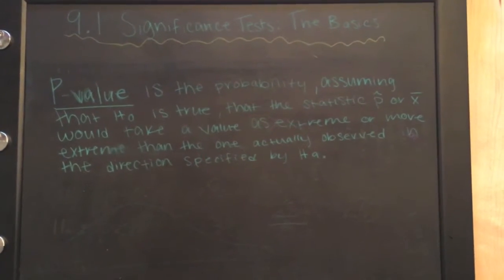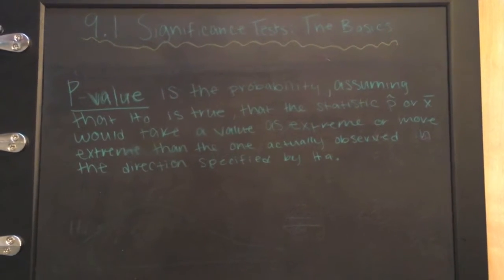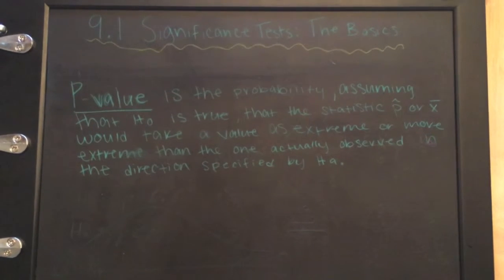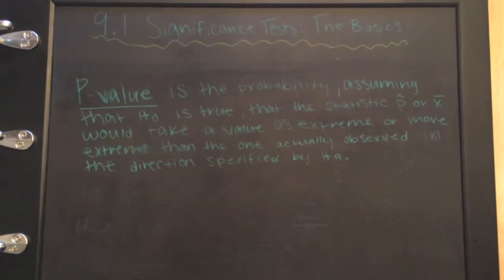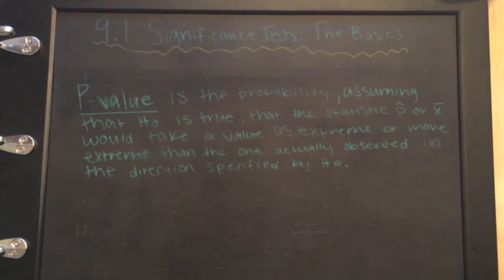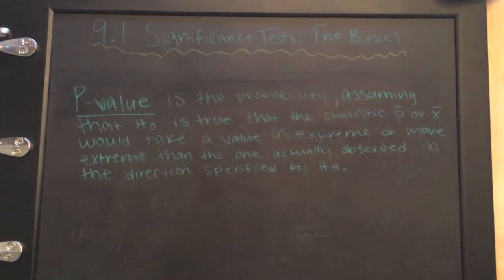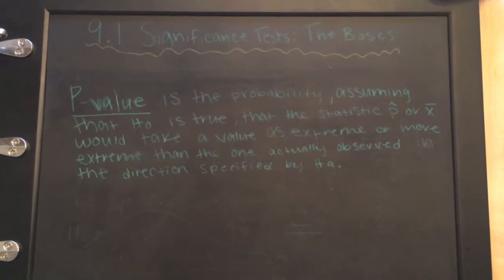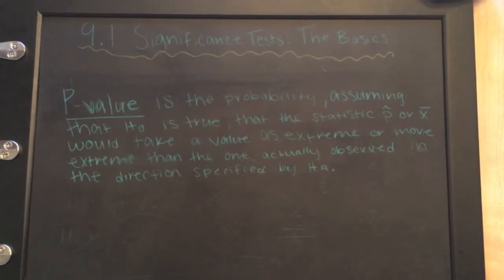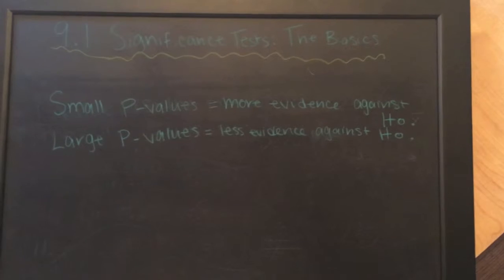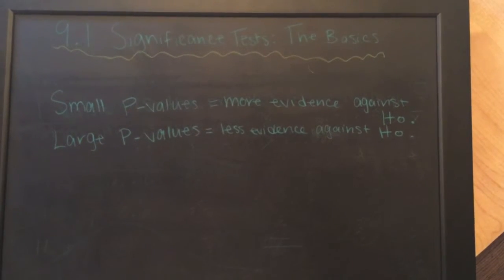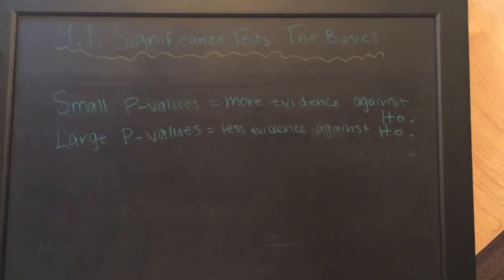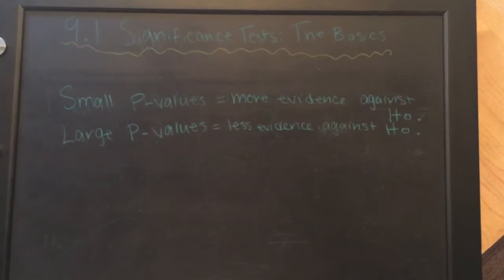The null hypothesis H0 states the claim that we are seeking evidence against. The probability that measures the strength of the evidence against H0 and in favor of HA is called a p-value. The p-value is a probability, assuming that H0 is true, that the statistic p hat or x bar would take a value as extreme or more extreme than the one actually observed in the direction specified by HA. Small p-values mean more evidence against H0, and large p-values mean less evidence against H0.